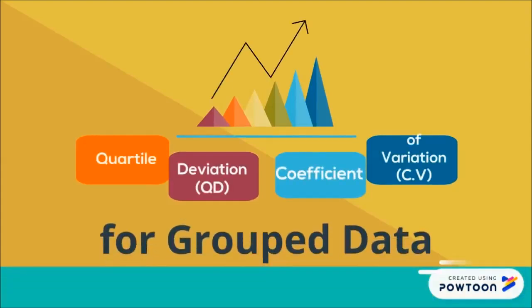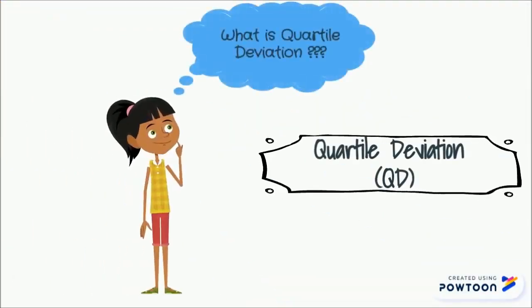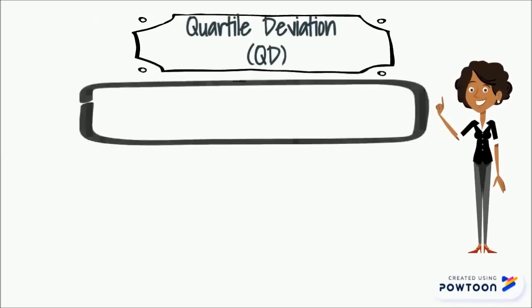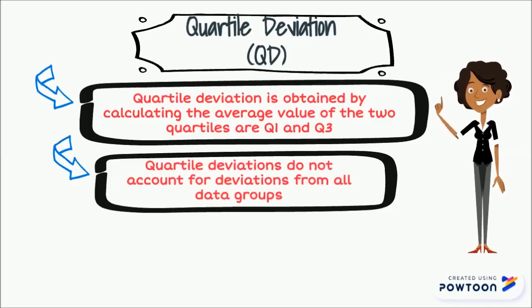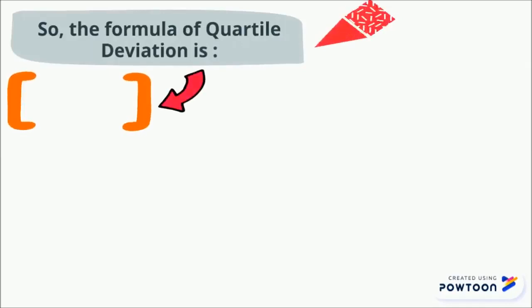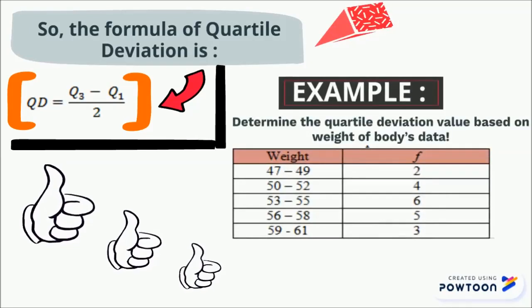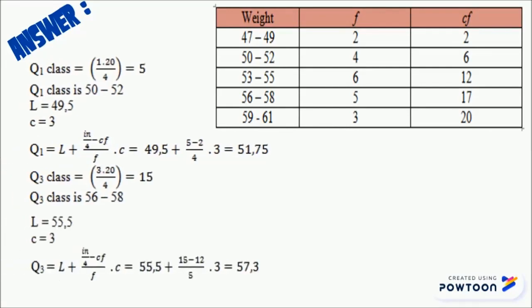Quartile deviation and coefficient of variation for group data. First, quartile deviation. What is quartile deviation? Quartile deviation is obtained by calculating the average value of the third quartile and first quartile, because quartile deviation must account for deviation of data. So, this is the formula of quartile deviation. And this is the example for quartile deviation. In this part, you can follow and understand from these steps to solve the problems.